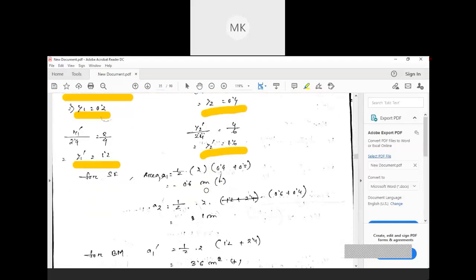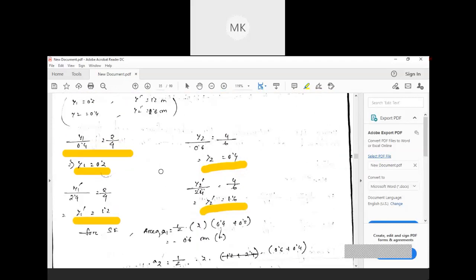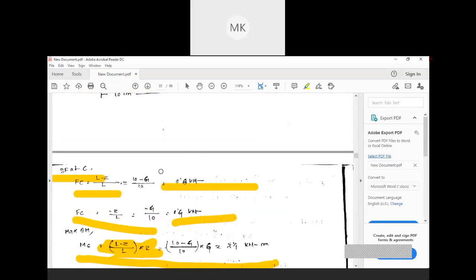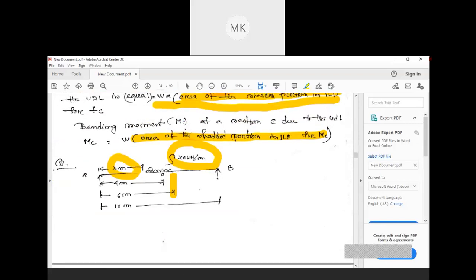So now what we need to do is find out the area of that UDL portion, for this UDL portion, what is the impact of that in that particular area.